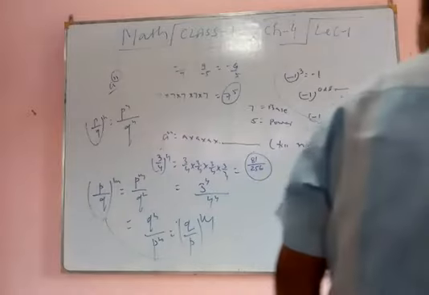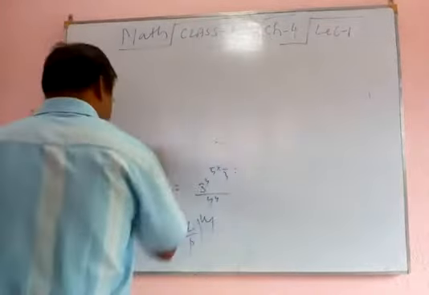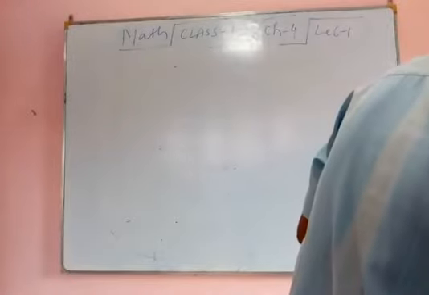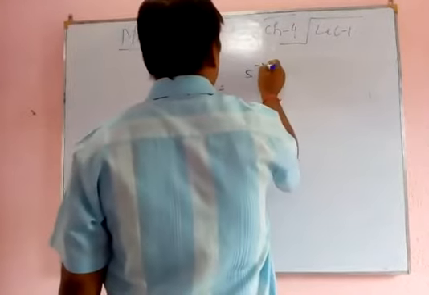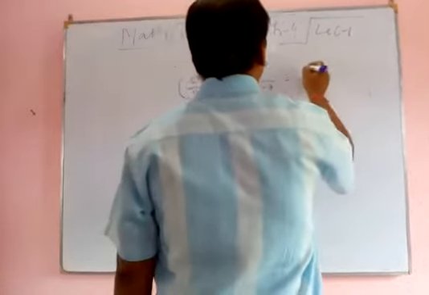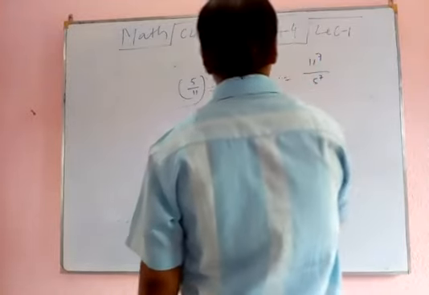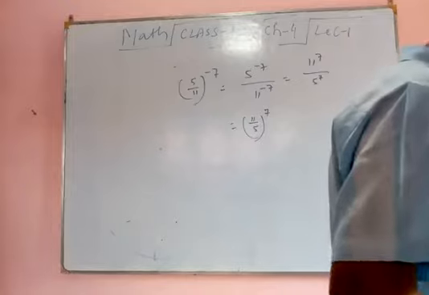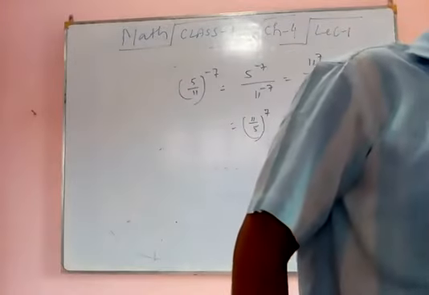Reciprocal of (5 by 11) to the power minus 7. That means 5 to the power minus 7 by 11 to the power minus 7, that is 11 to the power 7 by 5 to the power 7, that means (11 by 5) to the power 7. To find the reciprocal of a number, just interchange the numerator and denominator, and the power will remain the same as it is.